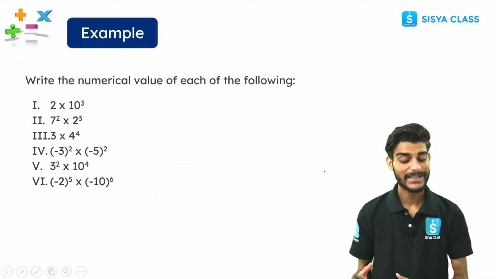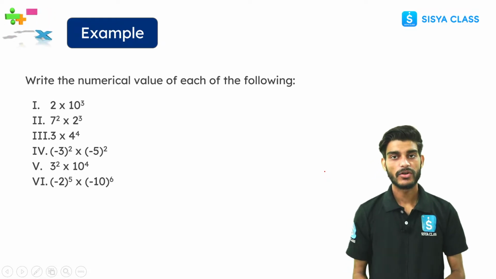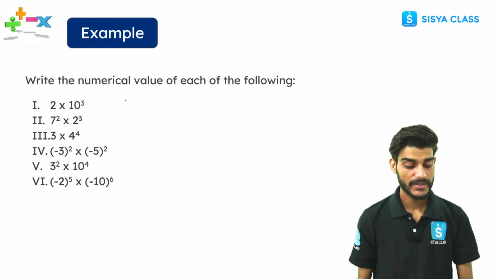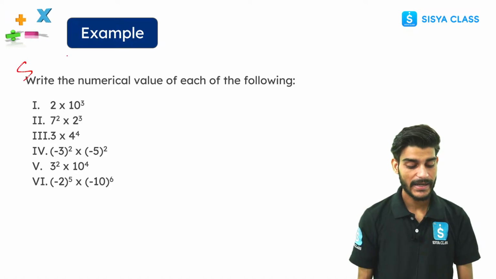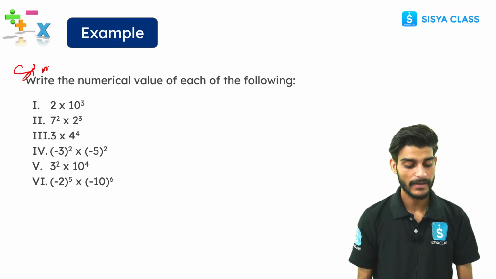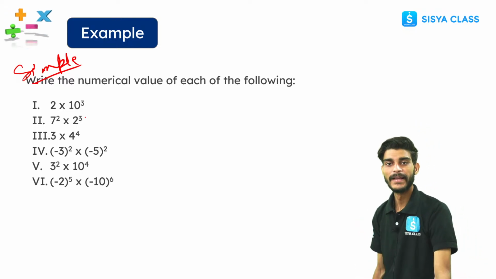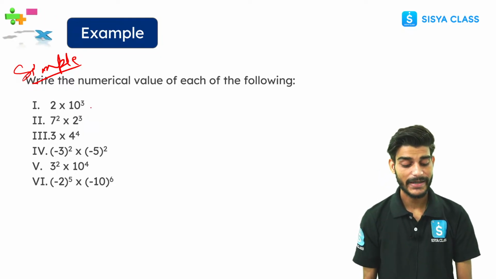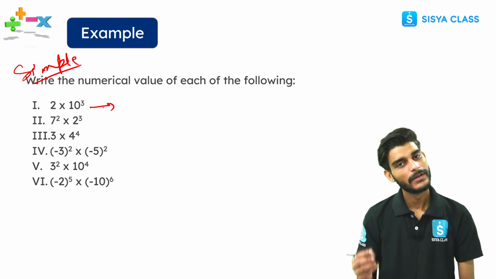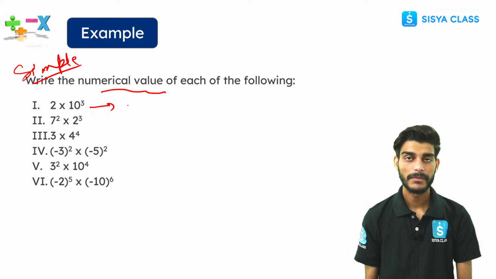Let's move on to the next question. That is, write the numerical value of each of the following. See how simple these questions are. If you understand the concept, these questions are really very simple. Yes or no? Simple, obviously. First one is 2 into 10 raised to the power 3, and 2 into 10 raised to the power 2. You have to write the numerical value.